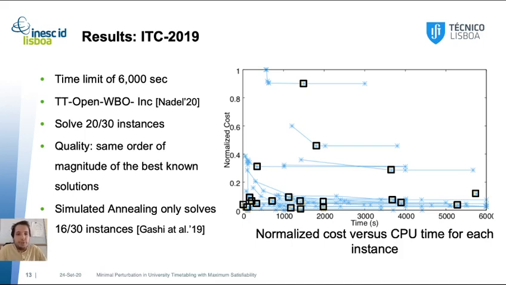At the time of the submission of this paper, we only solved 20 out of 13 instances. The value increased, fortunately. The quality of these instances are in the same order of magnitude as the best known solutions today. The simulated annealing approach only solves 16 out of 13 instances. This is an approach by Gashi that also finished in the top 5 of the competition.